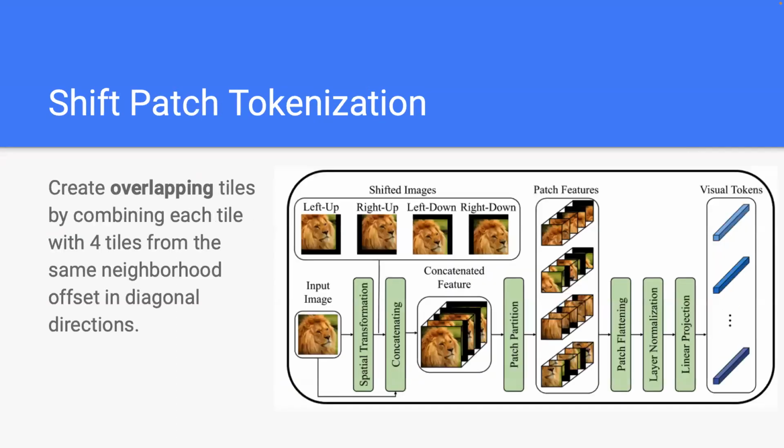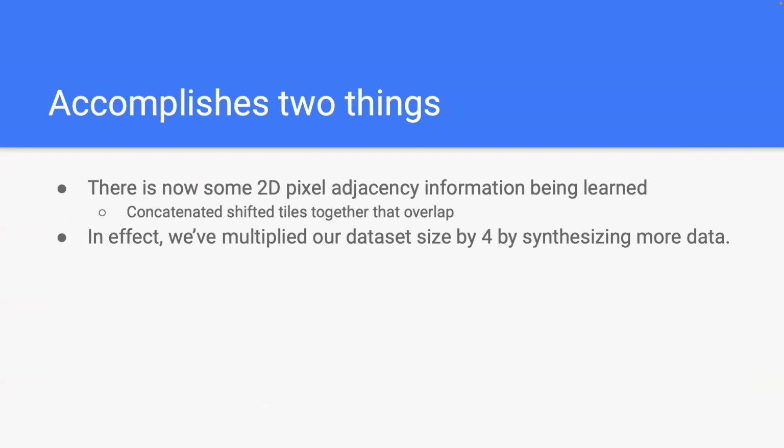Okay, so now there is some 2D pixel adjacency information being learned, because you took the image and slid it over and concatenated it together. But the other way I think about it, more simply, is that we had too little data, so we multiplied our data set by 4 or 5. We synthesized more data. We took an image and shifted it around 4 times, so now we've expanded our data for free. That's another way to think of it.